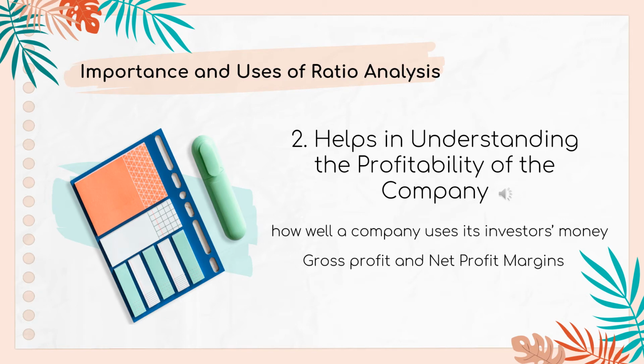Number two, ratio analysis helps us in understanding the profitability of the company. Profitability ratios help to determine how profitable a firm is. This ratio basically tells us how well a company uses its investors' money. Ratios like the gross profit and net profit margins help to analyze the firm's ability to translate sales to profit.